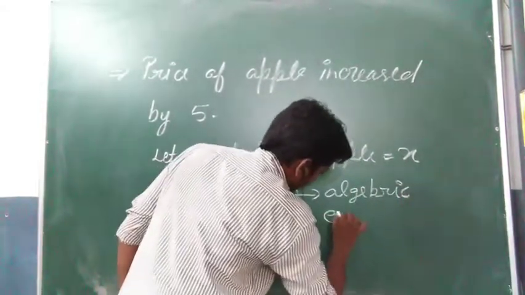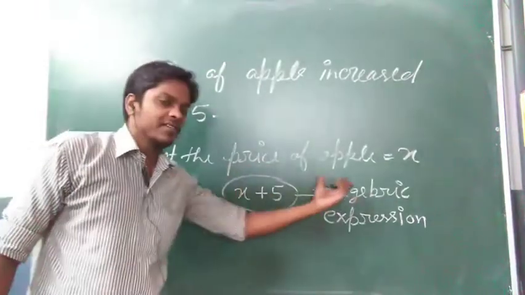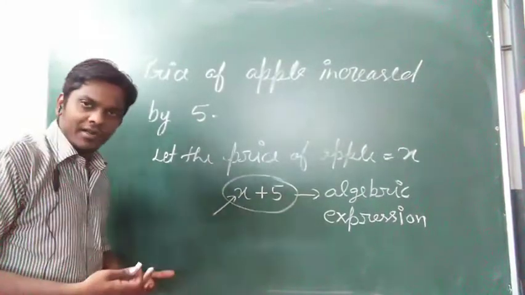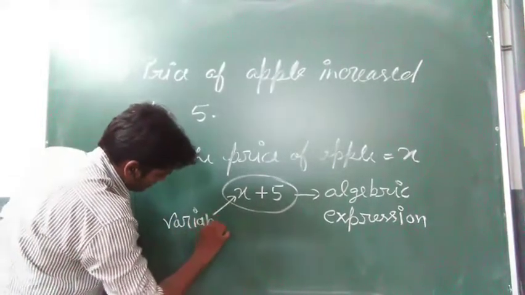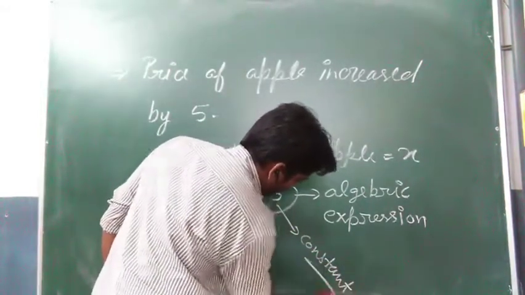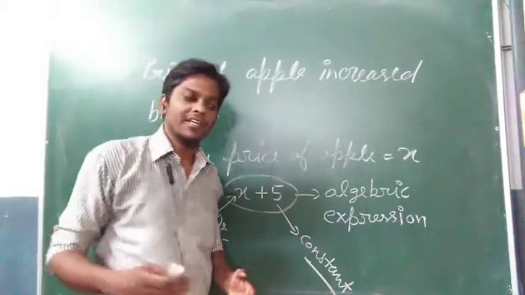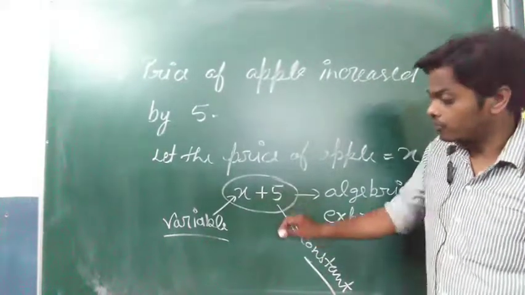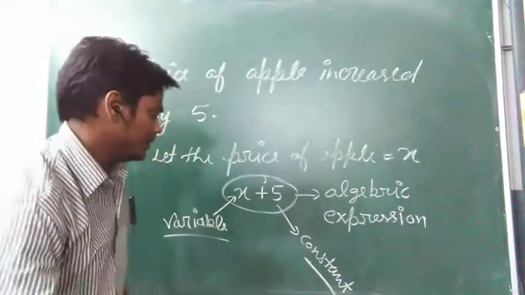So x plus 5 is the algebraic expression. X is a variable, or literal, or alphabet, and 5 is a constant. Now, when it forms an algebraic expression, it contains terms, and those terms are separated by the sign plus or minus.